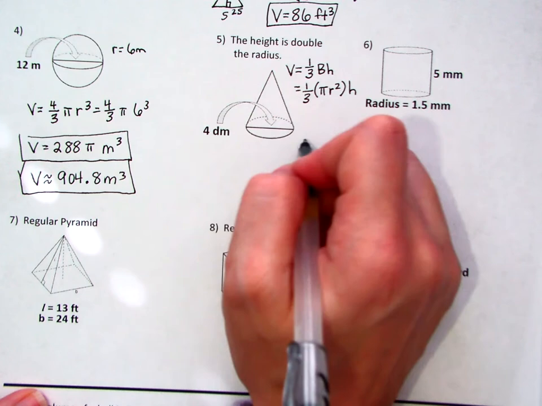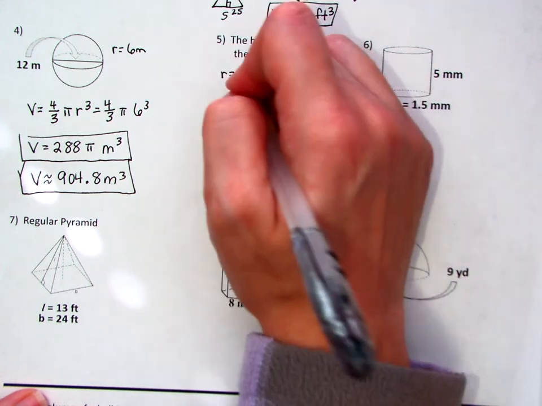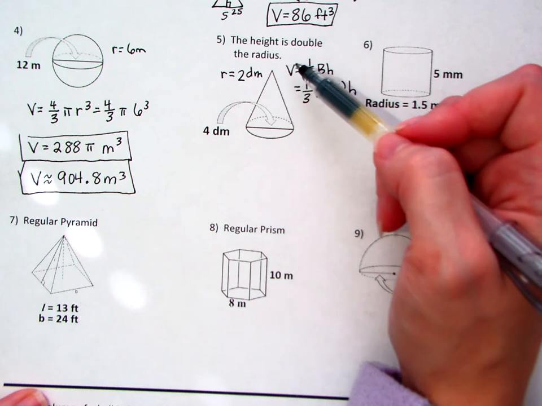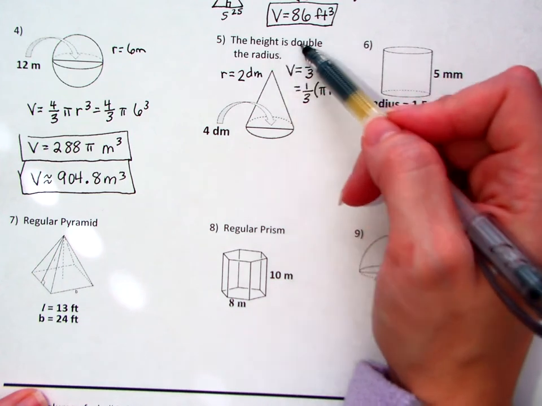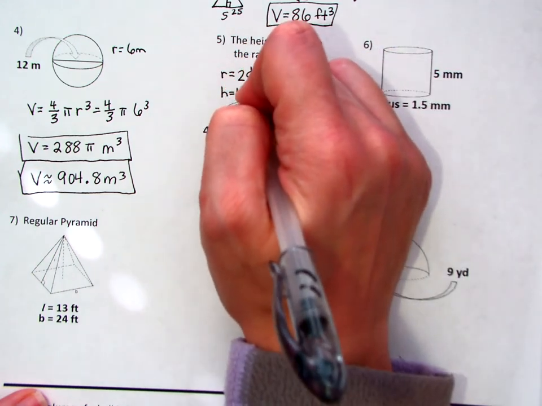Notice again, they gave us the diameter. So the first thing we need to do is we actually need to find the radius, which is 2. And that's 2 decimeters. But the other thing is, in our directions here, it says the height is double the radius. So the height is 2 times that. So our height is 4 decimeters.